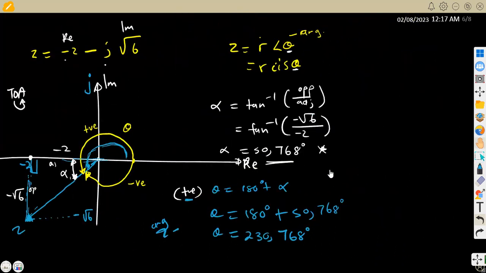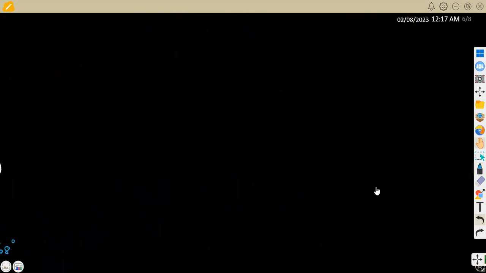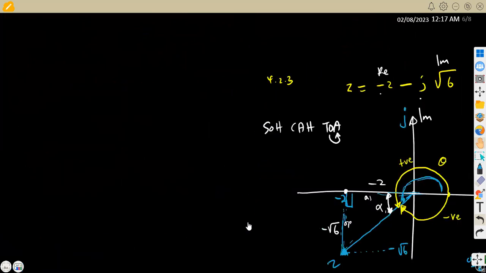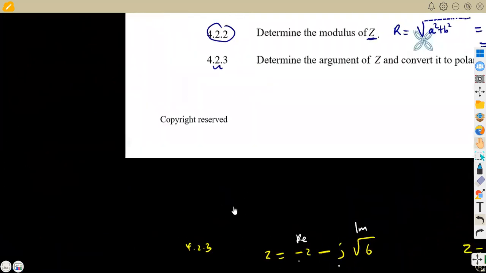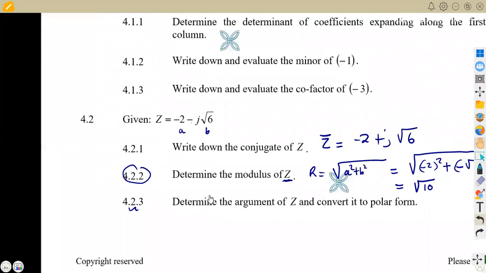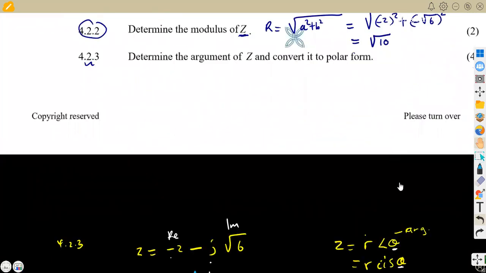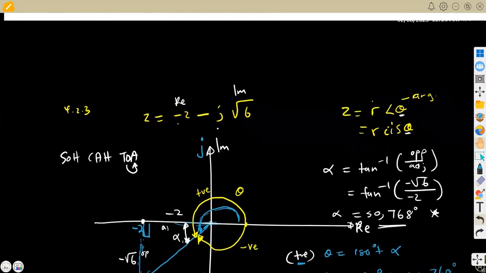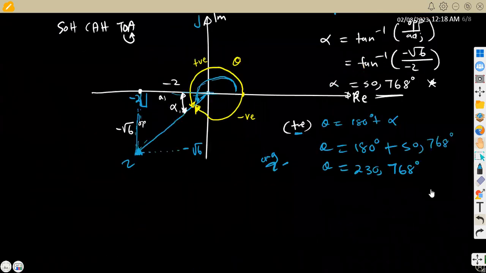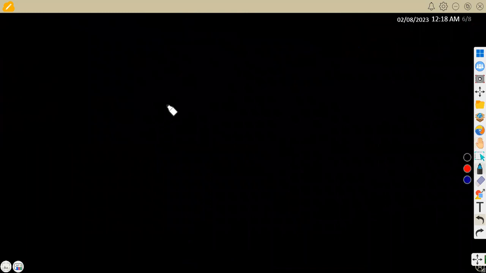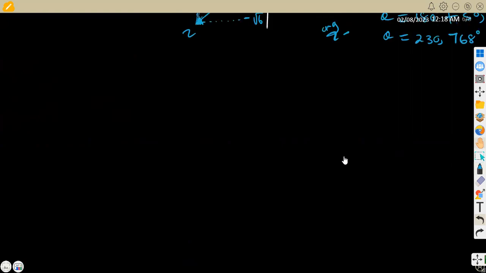But that is not all you are asked to do in this case. The question is further saying to convert it to polar form. In polar form, like I was saying, z is equal to r angle theta, or r cis theta. So that means we are going to have, in this case, our z. We can even take our answer here.